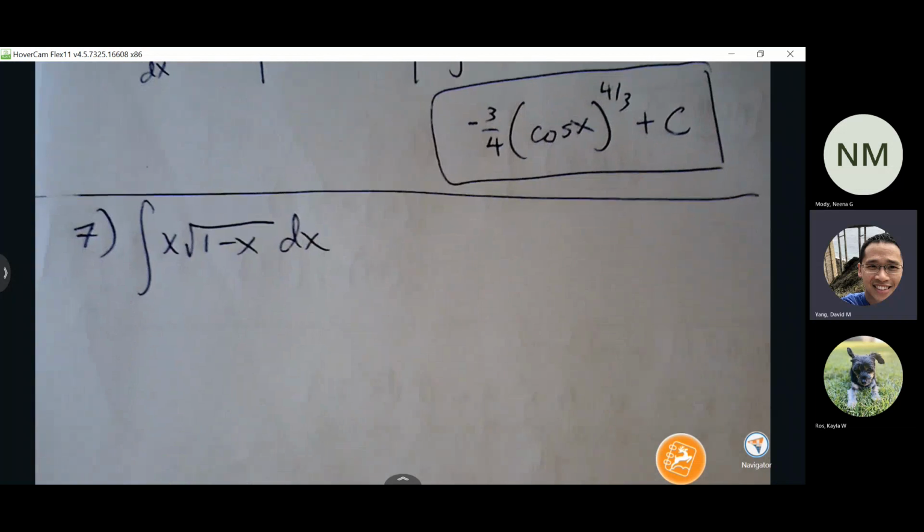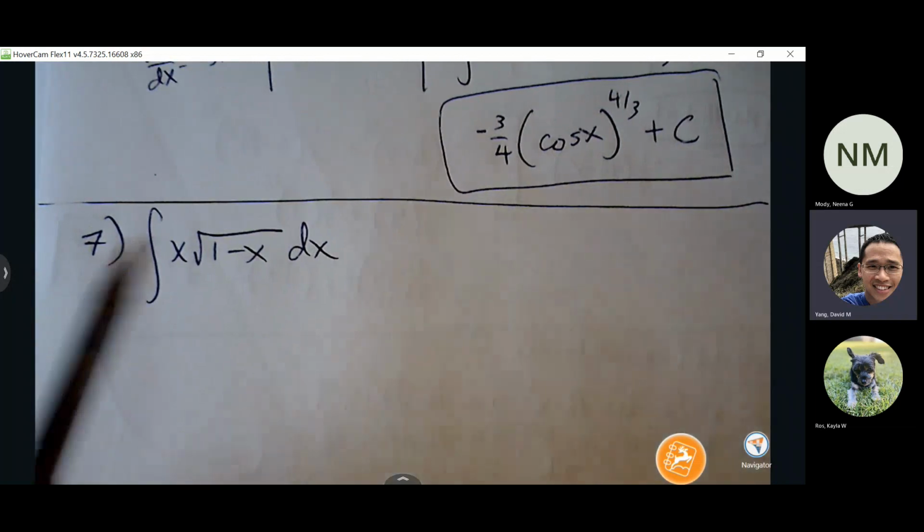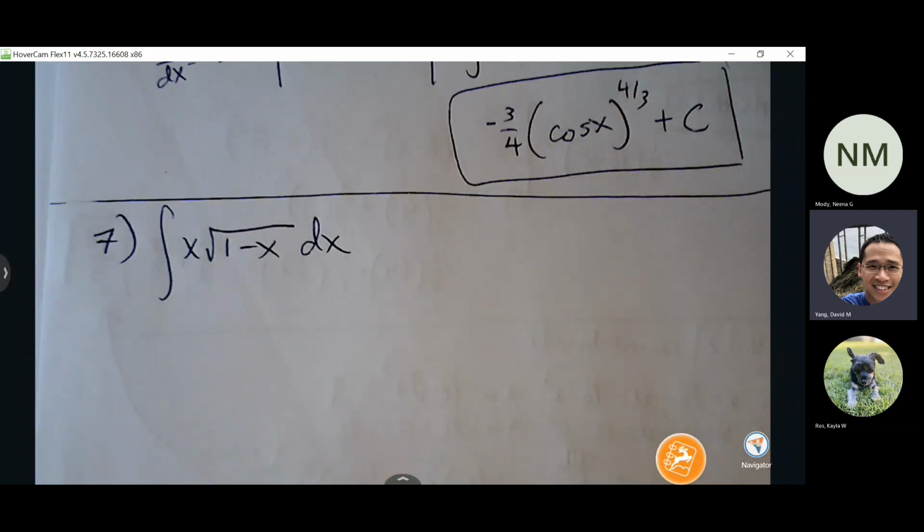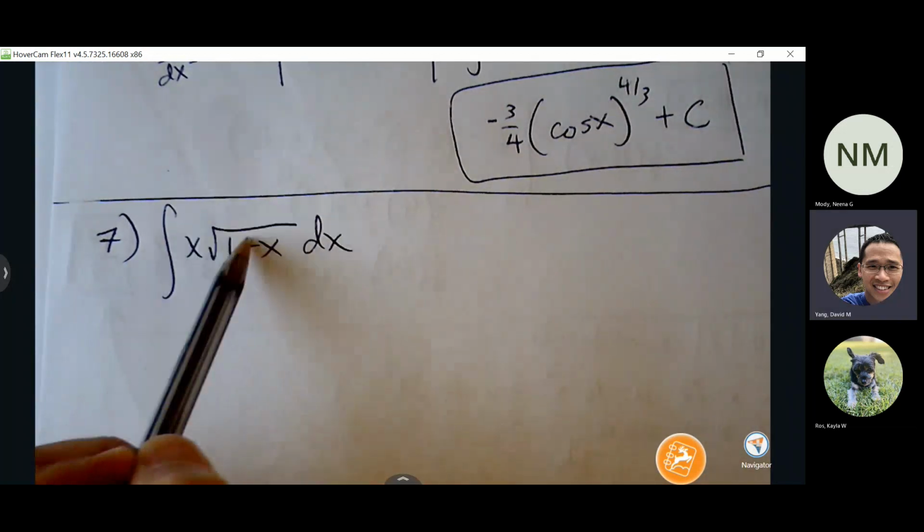All right, number 7, can I expand? So anytime I see x's in the problem and no trig, I always want to ask myself, can I rely on power rule? Can I expand this out? Can I distribute the x through?